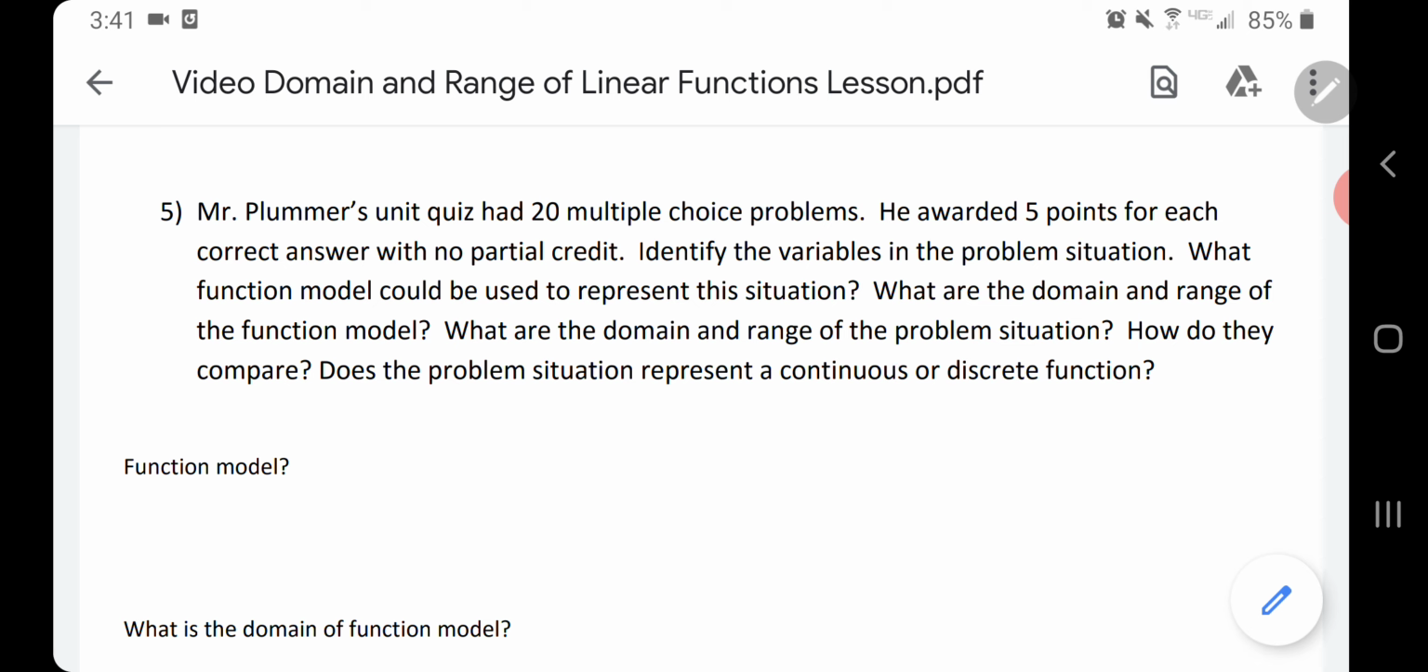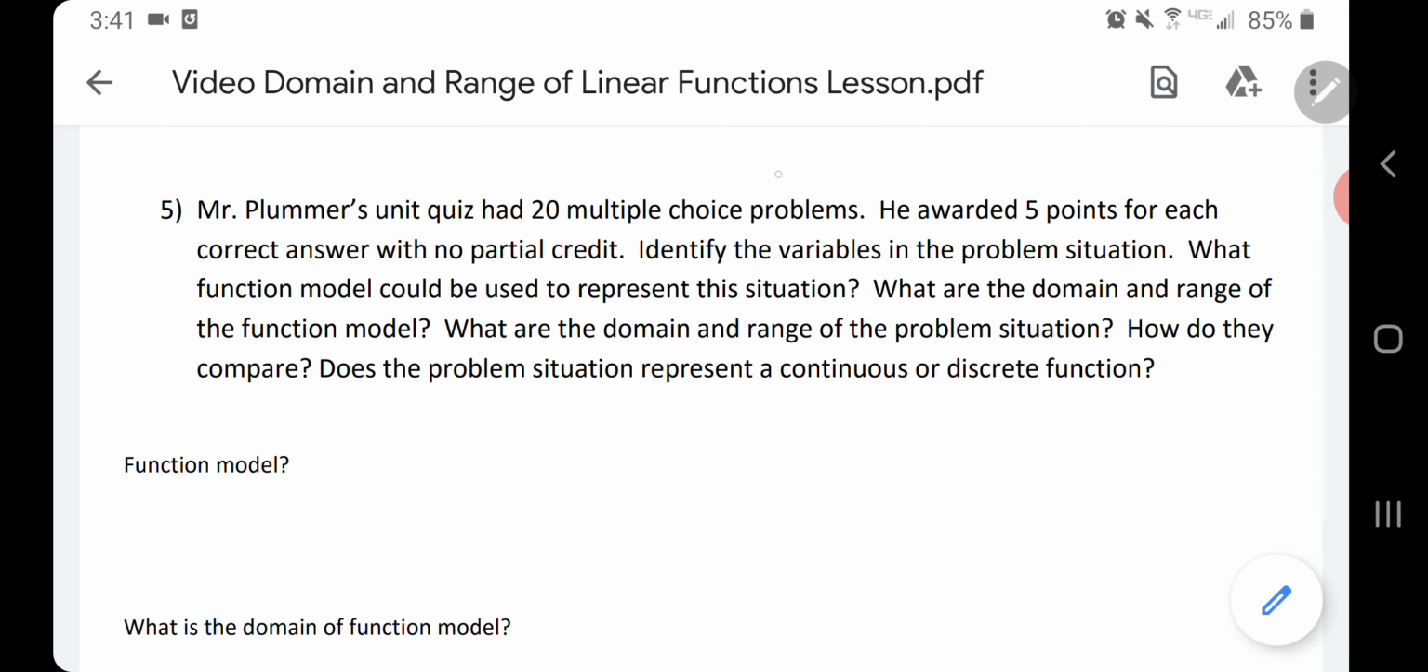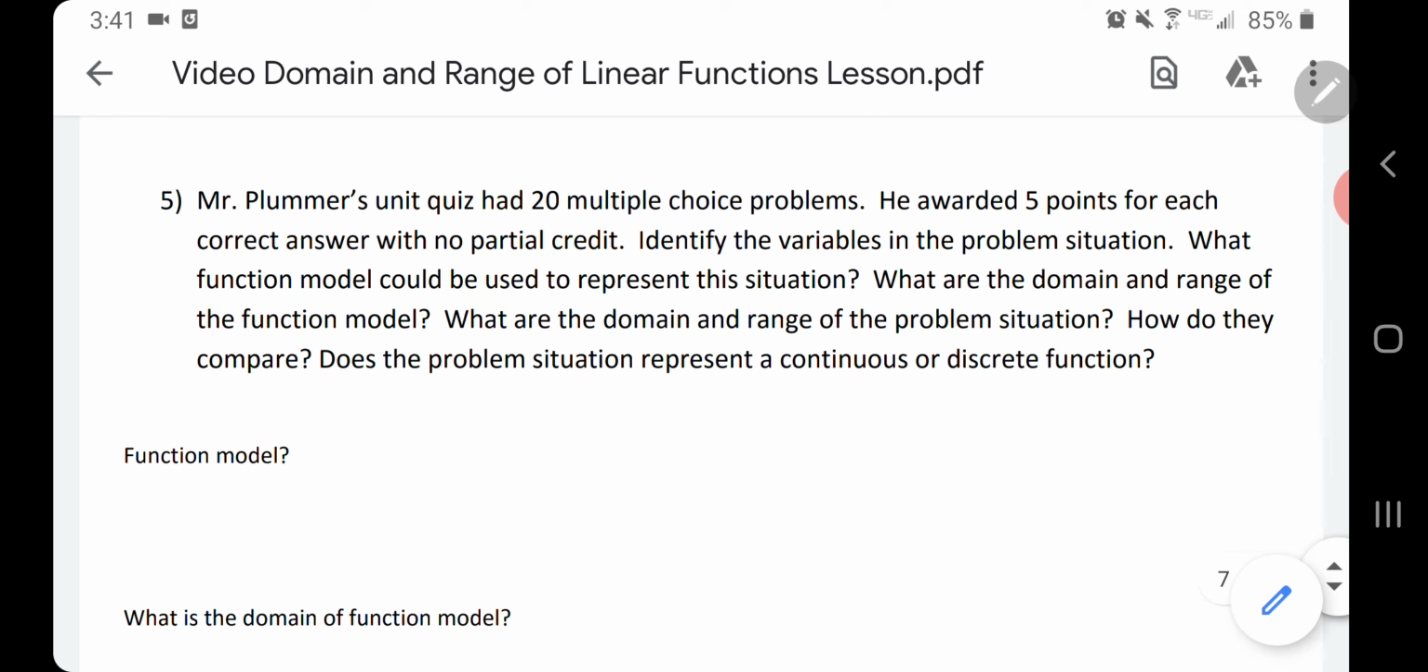Well, you may be able to answer a lot of these questions real quickly yourself, but let's go through them one by one. So once again, he had 20 multiple choice problems, and he awarded 5 points for each. So in this case, it's clear that our problems are our independent variable, our x's, and our points are dependent because we get 5 points for each problem. So my points depend on how many problems I got right. So my points are my y's.